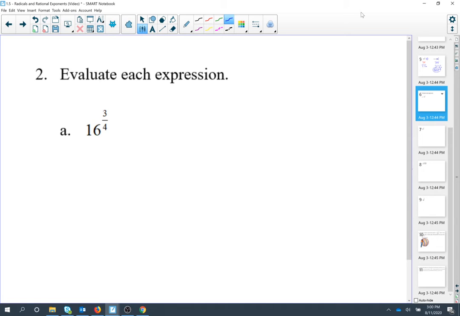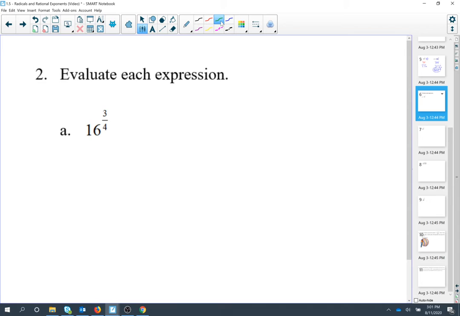Example 2, evaluate each expression. So now we're going to take the idea of radicals and rationals, stick them all together, and see what we come up with. Again, assuming we are not working with a calculator here, because eventually I promise these will get harder and your calculator won't do it, 16 to the 3/4 power.